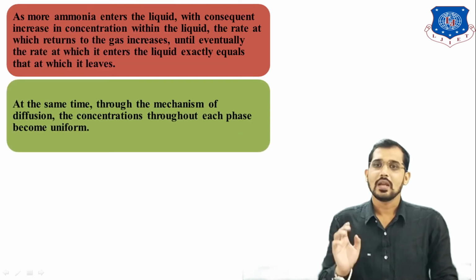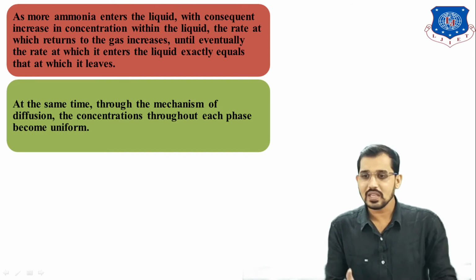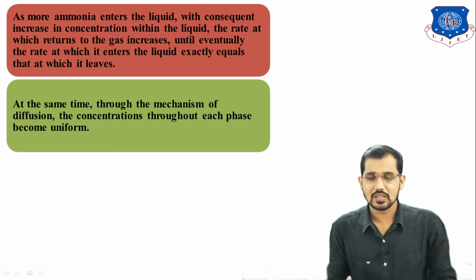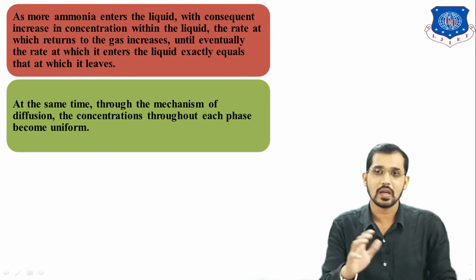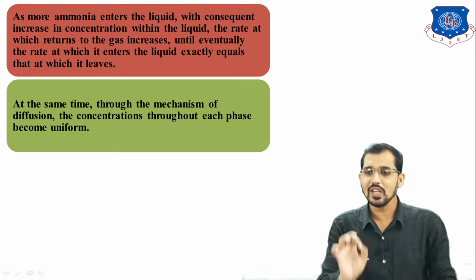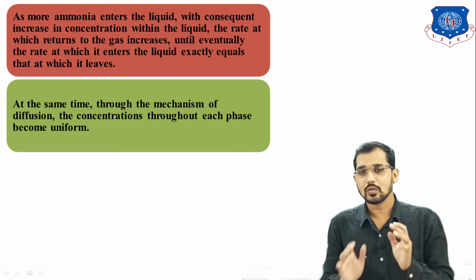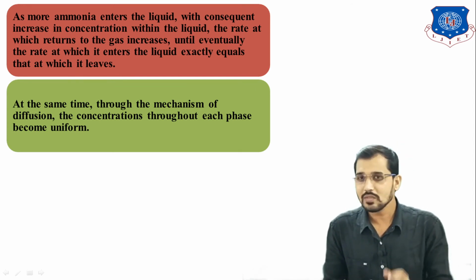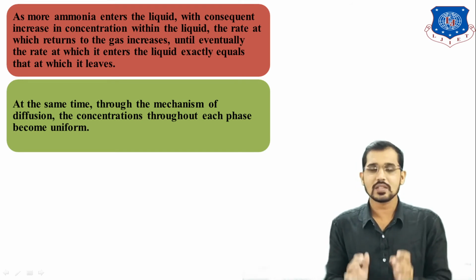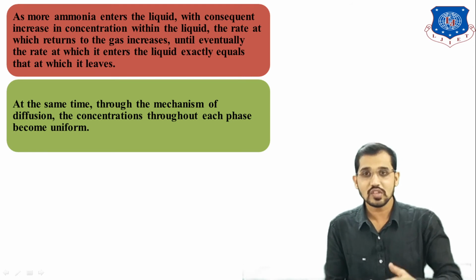So you can see at the same time, through the mechanism of diffusion, the concentrations throughout each phase become uniform. Diffusion means there is movement of particles from the higher concentration region to the lower concentration region. I told you in diffusion a concentration gradient is a must. What is the meaning of concentration gradient? It is the difference in the concentration of the particular component for which diffusion takes place.